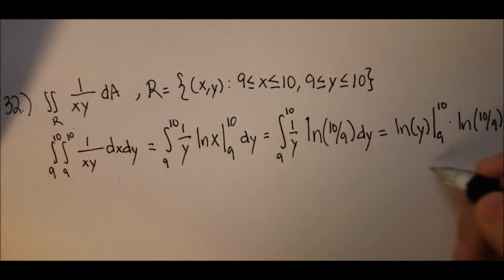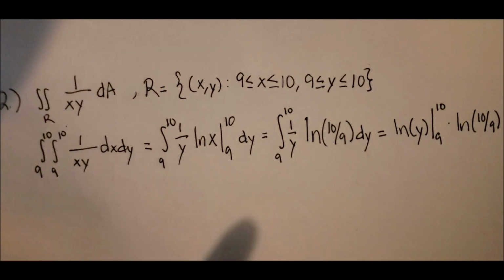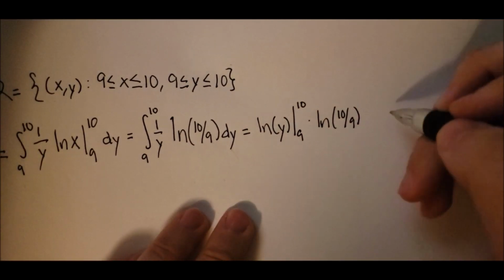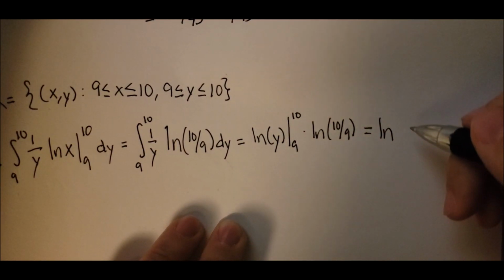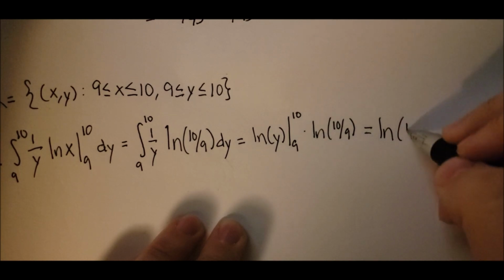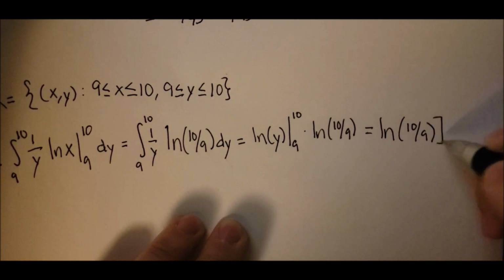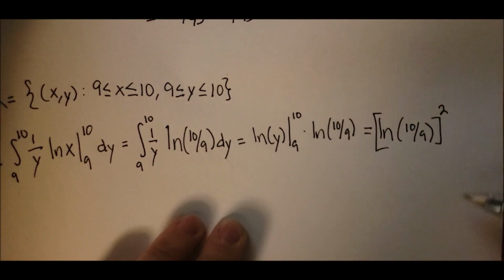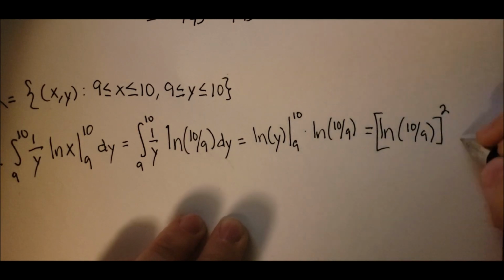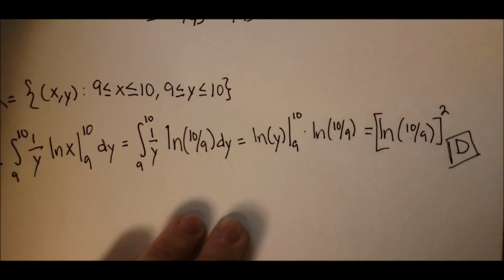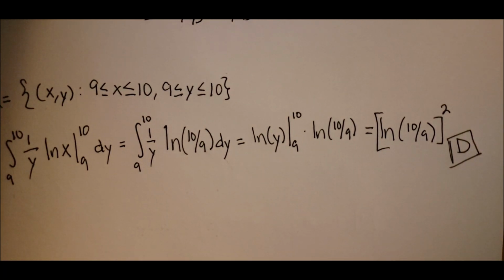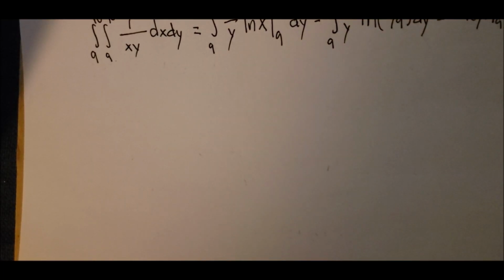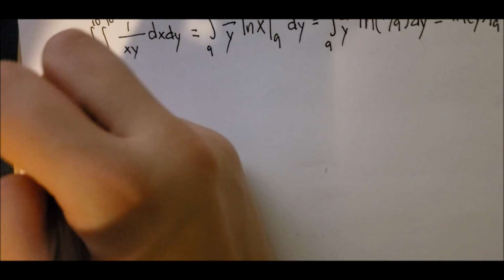So that's the same as natural log of 10/9 squared, which is D. (33).